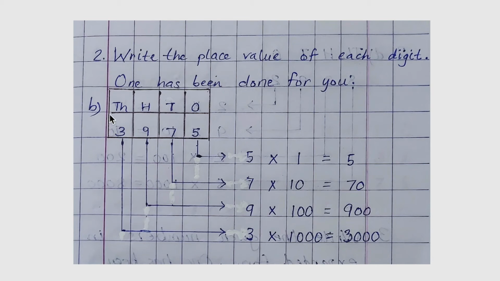Then we have 3 at thousands place. So place value of digit 3 is 3 multiplied by 1000, because we have 3 thousands over here, which is equal to 3000. So place value of digit 3 is 3000 in this number. Read aloud the number as you write this number. The number is 3975. So like this, you will complete question 2 in your book.